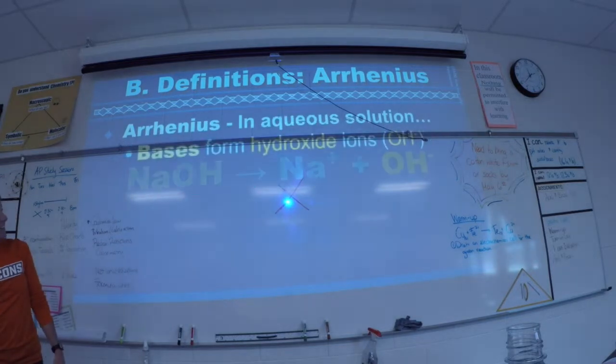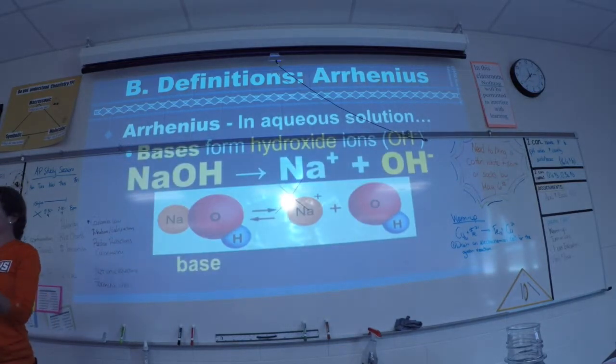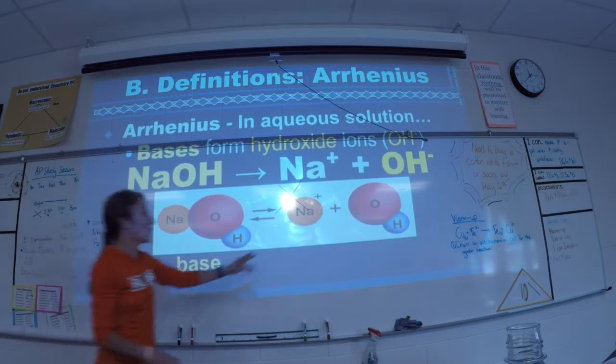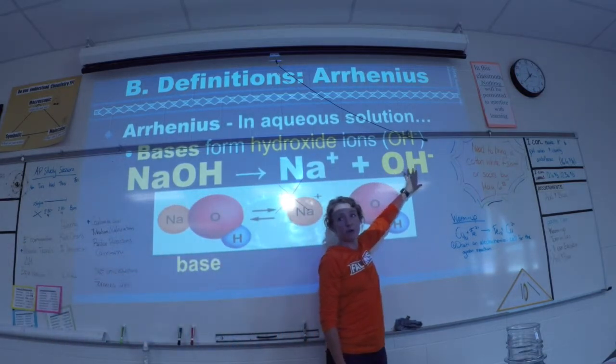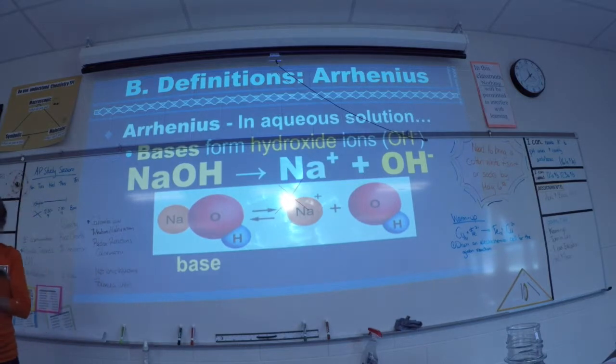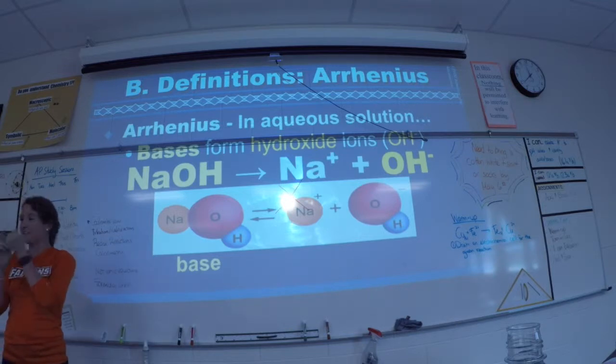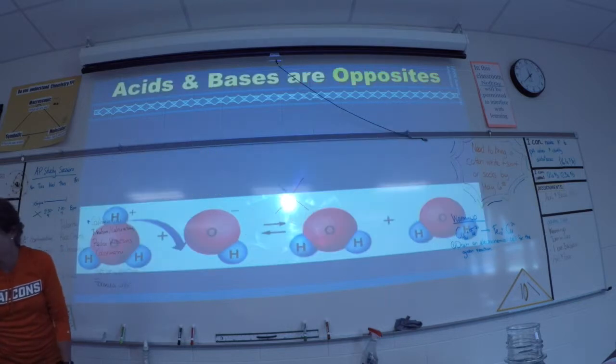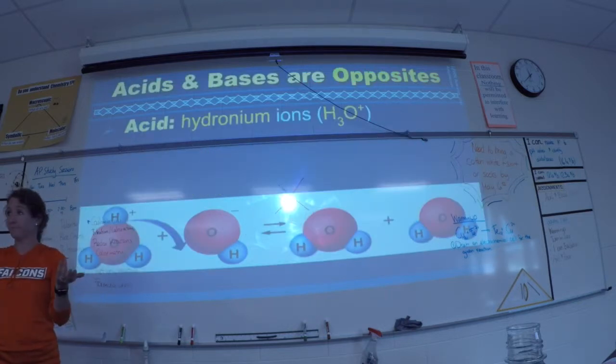Now, bases, on the other hand, they release hydroxide. So they have this OH as part of it, right? Which is one of our polyatomics that we've looked at before. Now, the cool thing about this is if you take a hydronium, so you take H3O+, and you mix it with hydroxide, you make water.